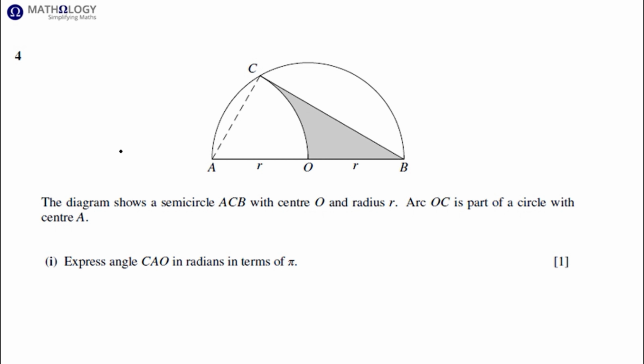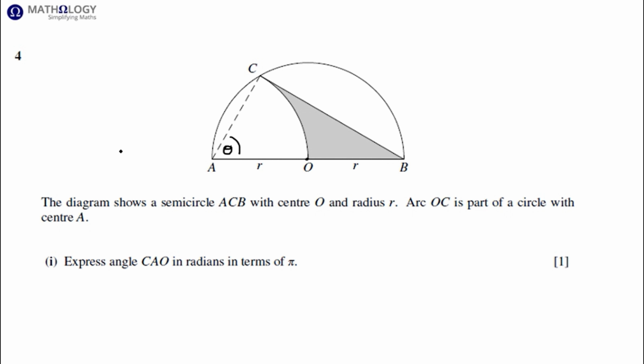Question 4. The diagram shows a semicircle ACB with center O and radius R. Arc OC is part of a circle with center A. Express angle CAO, which we'll just call theta, in terms of pi.